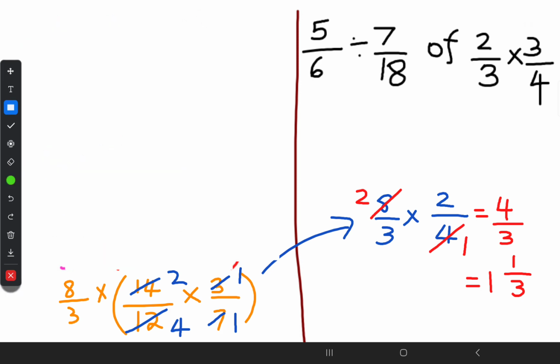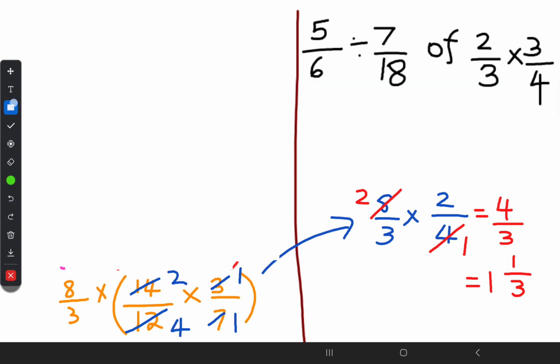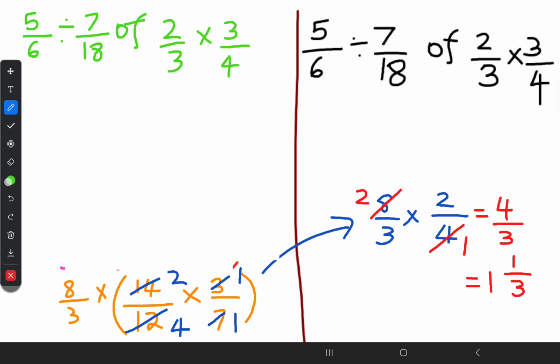Okay, in the last question, this is our question. Okay, look at this question. In this, there are many operations. Okay, I'll write over here 5 over 6 divided by 1 upon 18 or 2 upon 3 multiplied with 3 over 4. Okay, many operations. First, what do we need to do? We have to do bracket off.